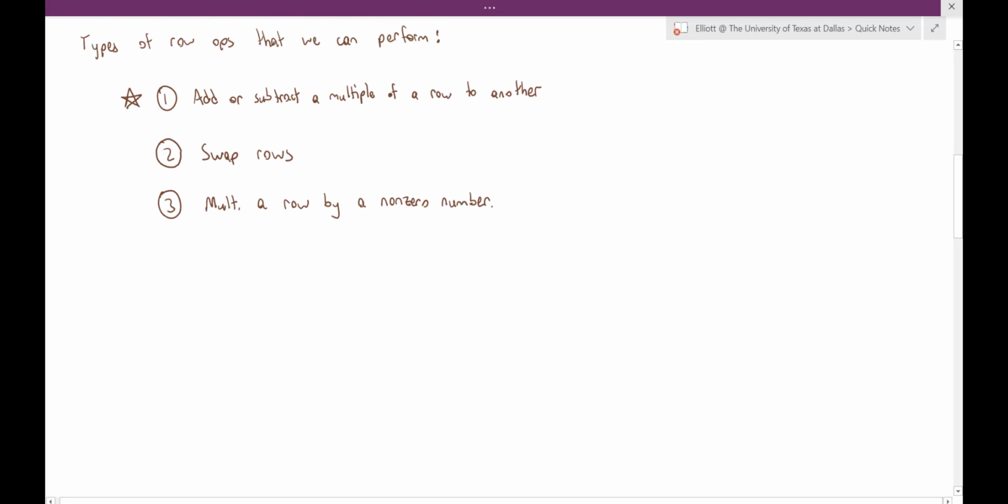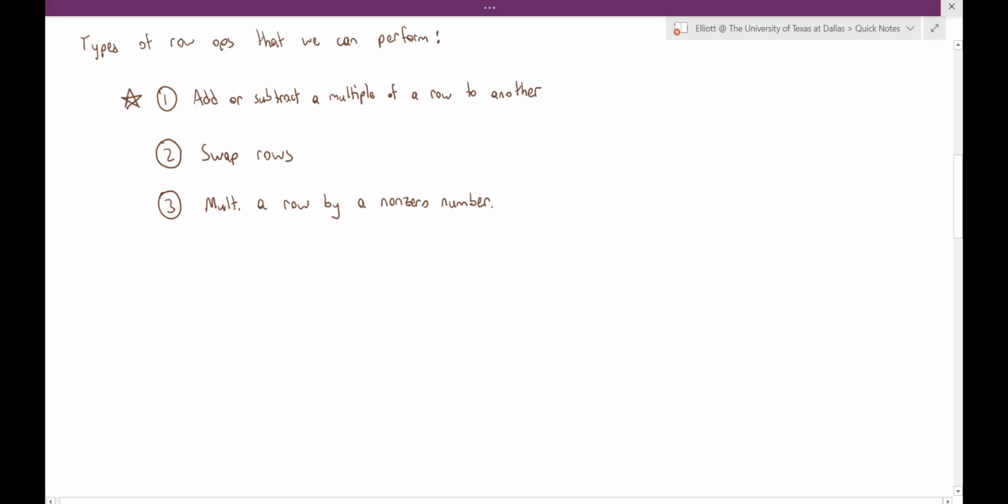Okay, so therefore, these 3 types of row operations, these are things that you can do when you are trying to solve a system. They will produce an equivalent system so that you're not changing your problem by doing these row operations. All right, so we're going to do some examples of performing row operations to solve some systems of equations.